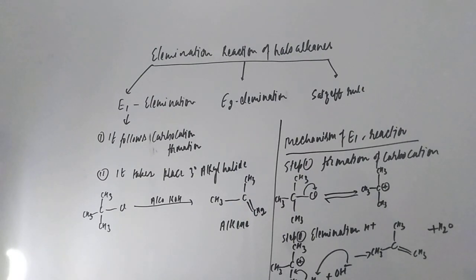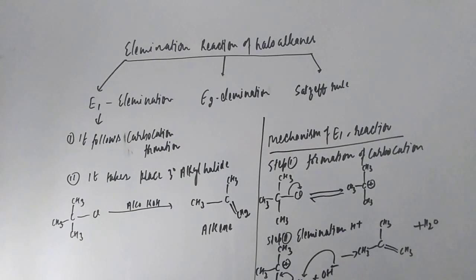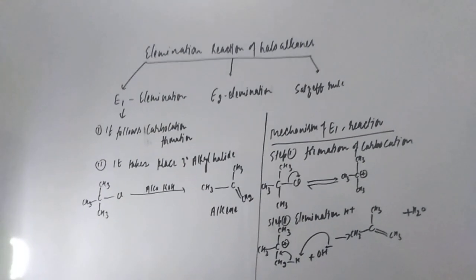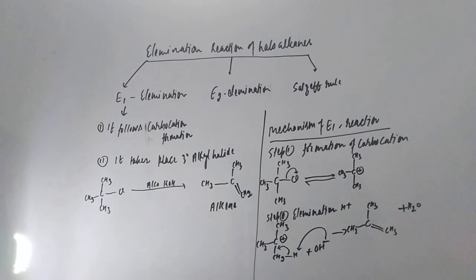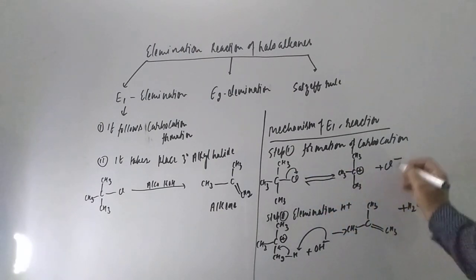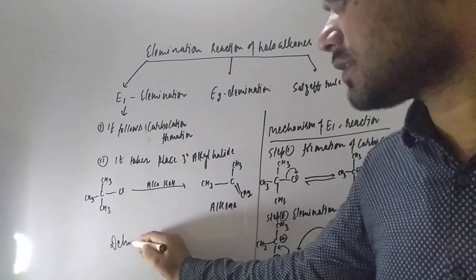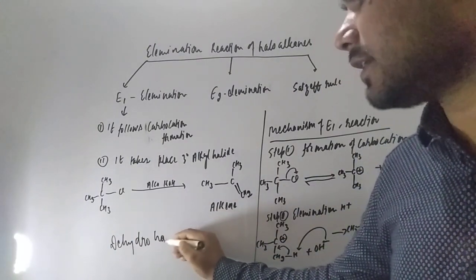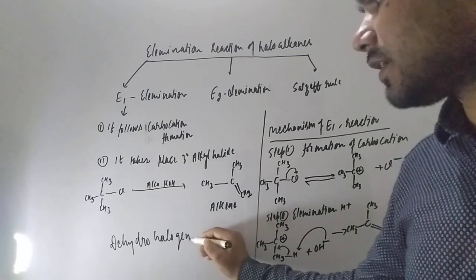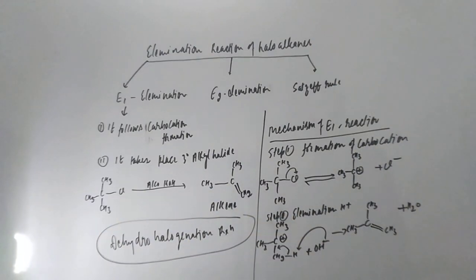In this total process, you will find that there is a loss of hydrogen as well as halogen. Here is the loss of halogen, and there is the loss of hydrogen from here. So this elimination reaction is also known as dehydrohalogenation reaction. You have to keep that in mind. Two things are getting eliminated, that is why this reaction is known as dehydrohalogenation reaction.